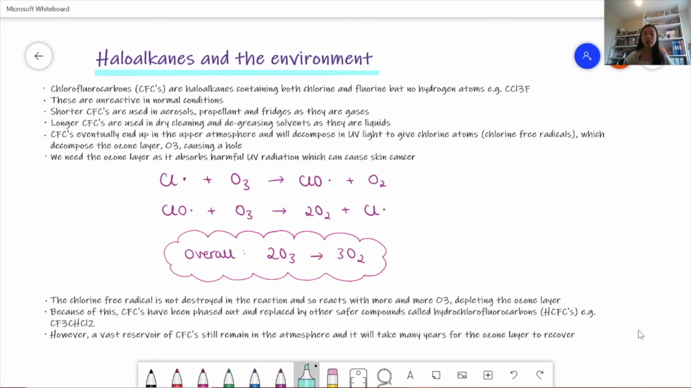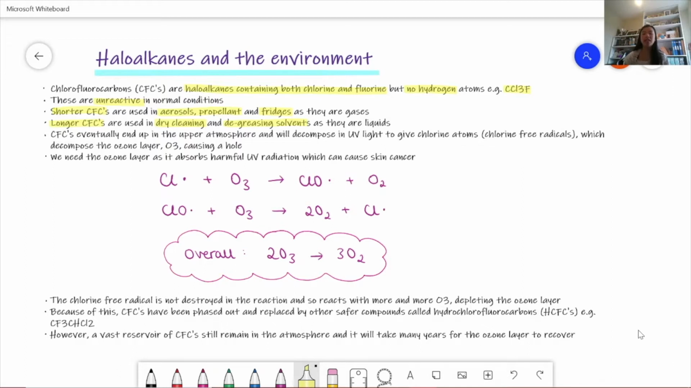So chlorofluorocarbons are haloalkanes containing both chlorine and fluorine but no hydrogen atoms, such as CCl3F. And these are normally unreactive under normal conditions. Shorter CFCs are used in aerosols, propellants, and also fridges as they are gases. And longer CFCs are used in dry cleaning and degreasing solvents as they are liquids. And it's quite important to remember some of these examples of what we use CFCs for.